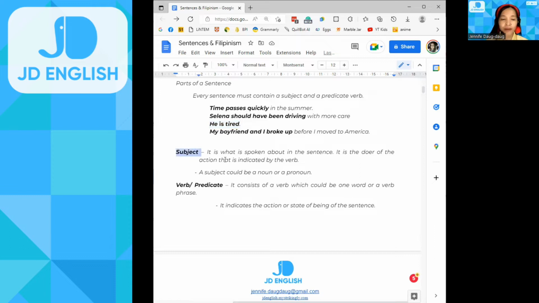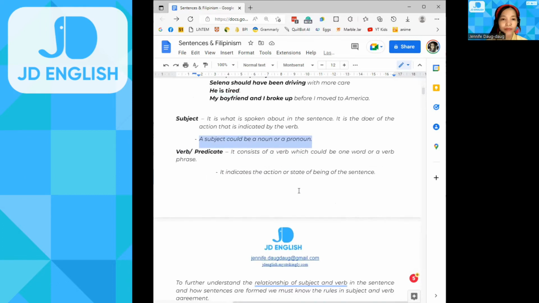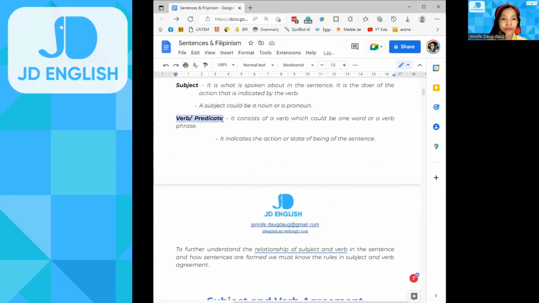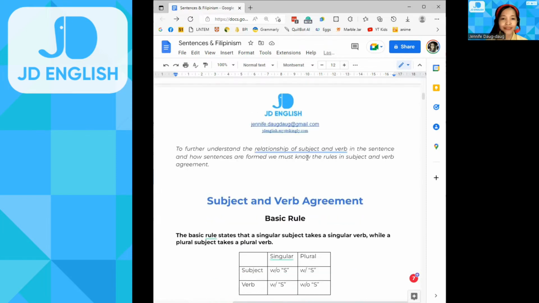So what is a subject? A subject is what is spoken about in the sentence. It is the doer of the action that is indicated by the verb. So a subject could be a noun or a pronoun. Now let's have verb or predicate. What is a verb or what is a predicate? A predicate consists of a verb, which could be one word or a verb phrase. It indicates the action or state of being of the sentence.